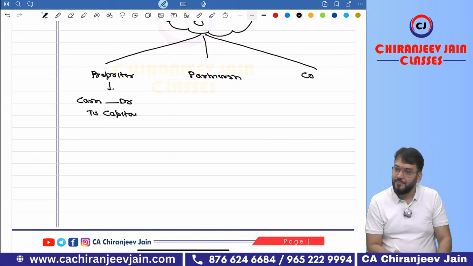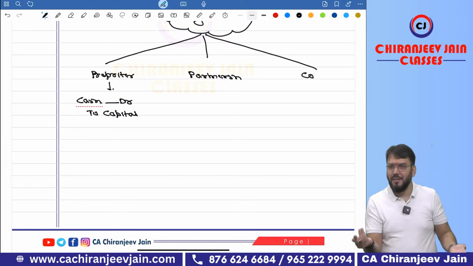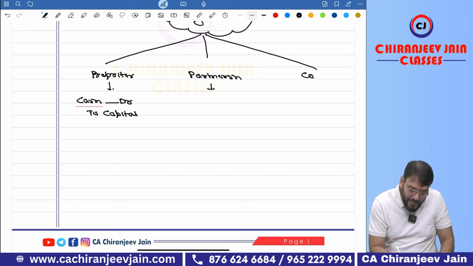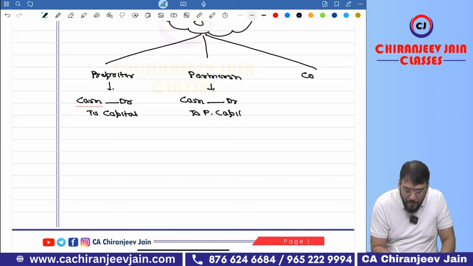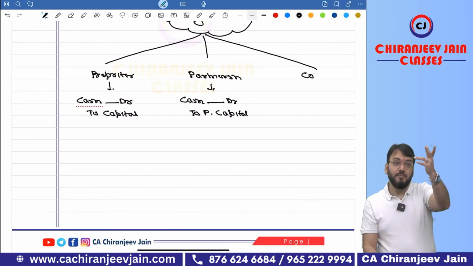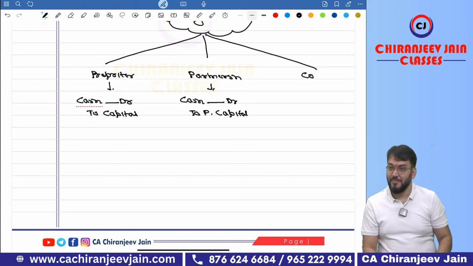And you are happy now. Correct? Then in partnership, what was the entry? Cash account debit to partners capital. But it is capital only now. Means whatever amount contributed by the owner will be transferred to capital account. But suddenly, in company, the journal entry changed.